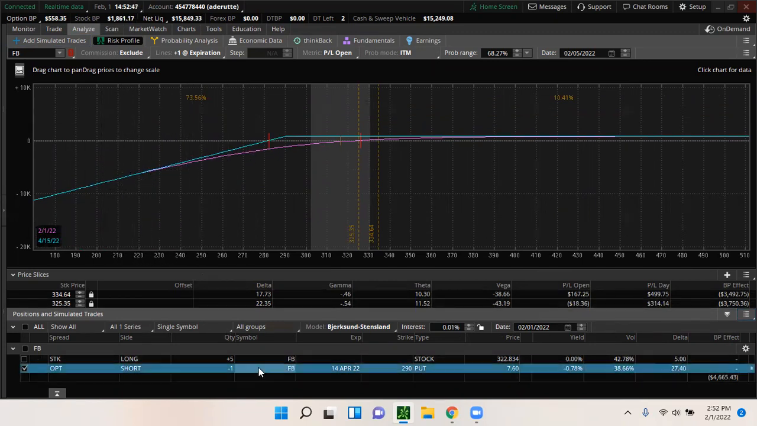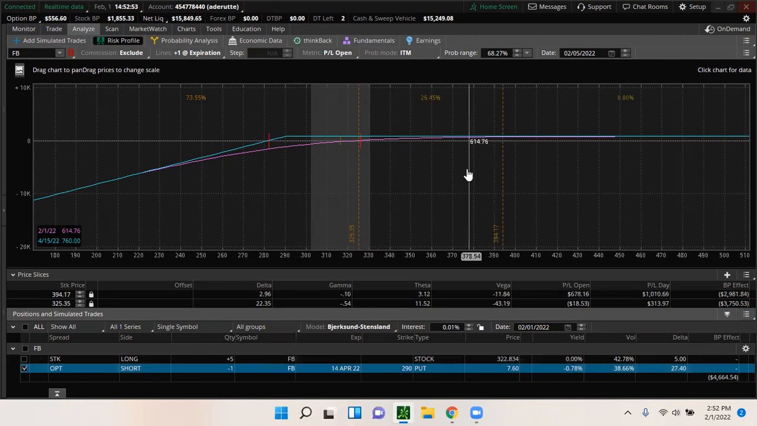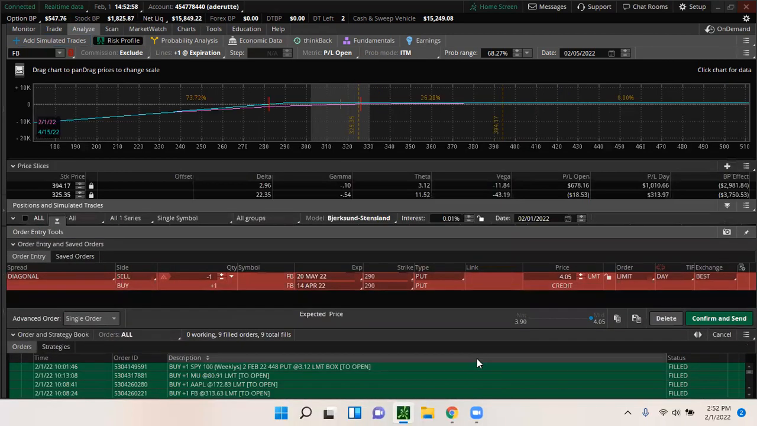But here's the beautiful thing. I could roll it over. And that's what I mean by managing, right? I could roll it even now that I'm slightly negative. I could roll it over for a credit. So for 290, May 22nd, I'm making 405.